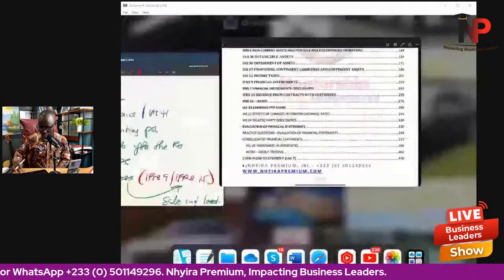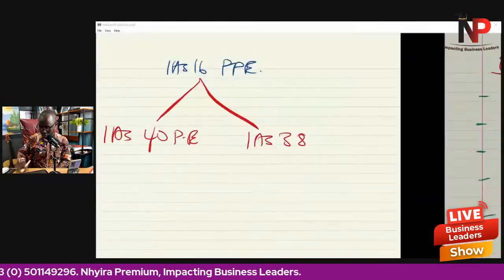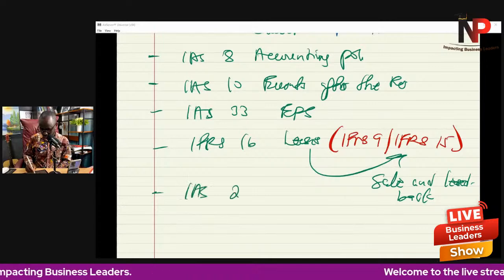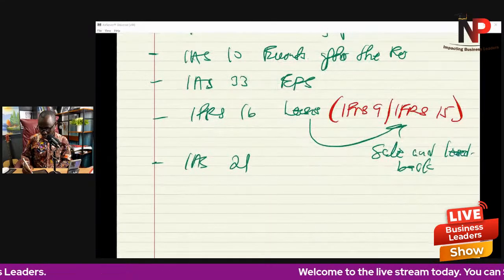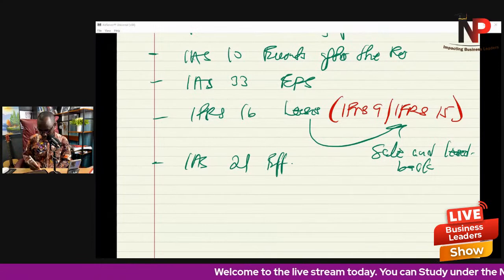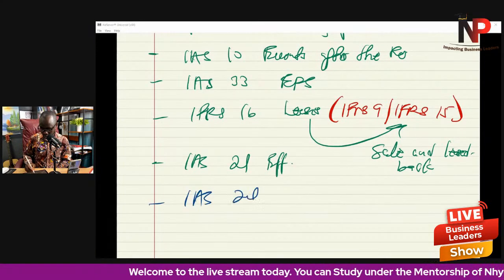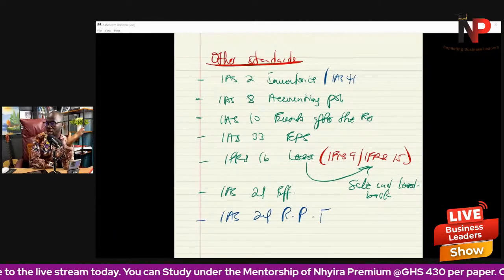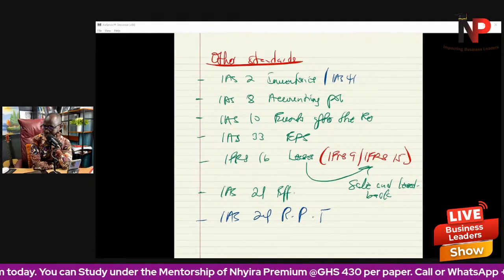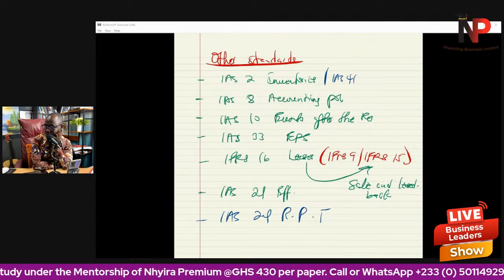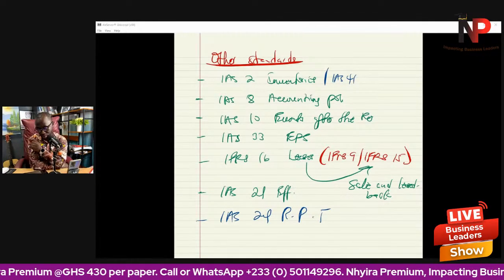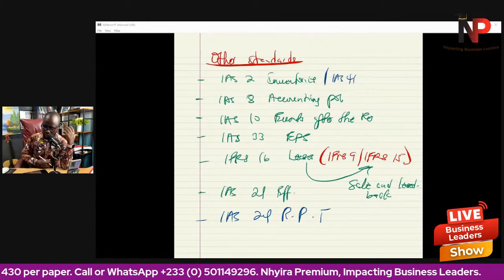IAS 21, effects of foreign exchange transactions, that's also there. Then we have IAS 24, related party transactions, RPT. These are the other standards that you must understand. Very, very important. So what am I trying to say?